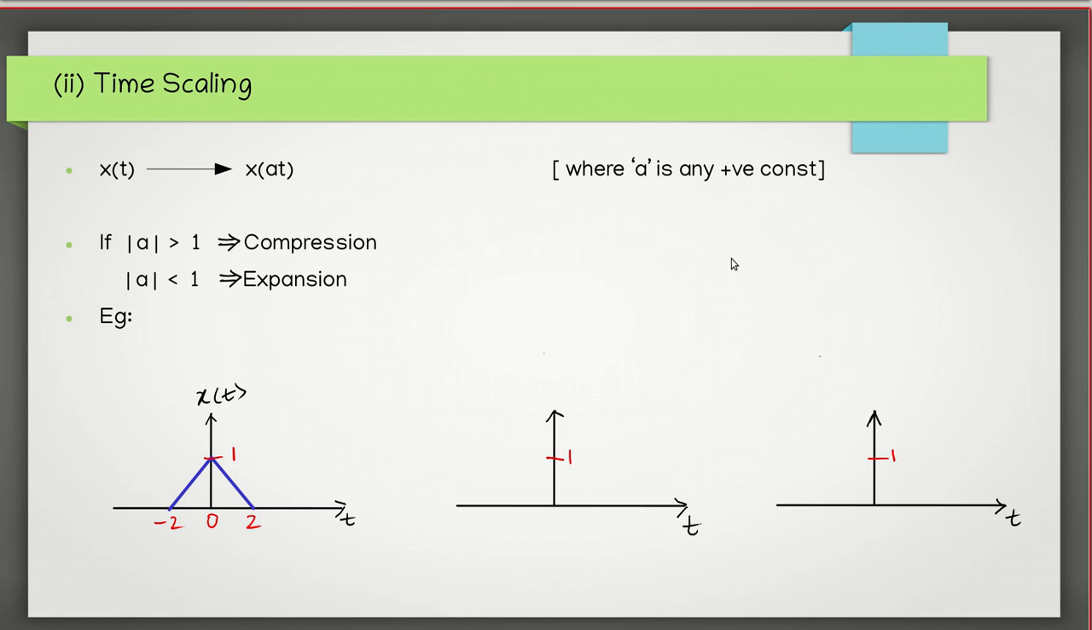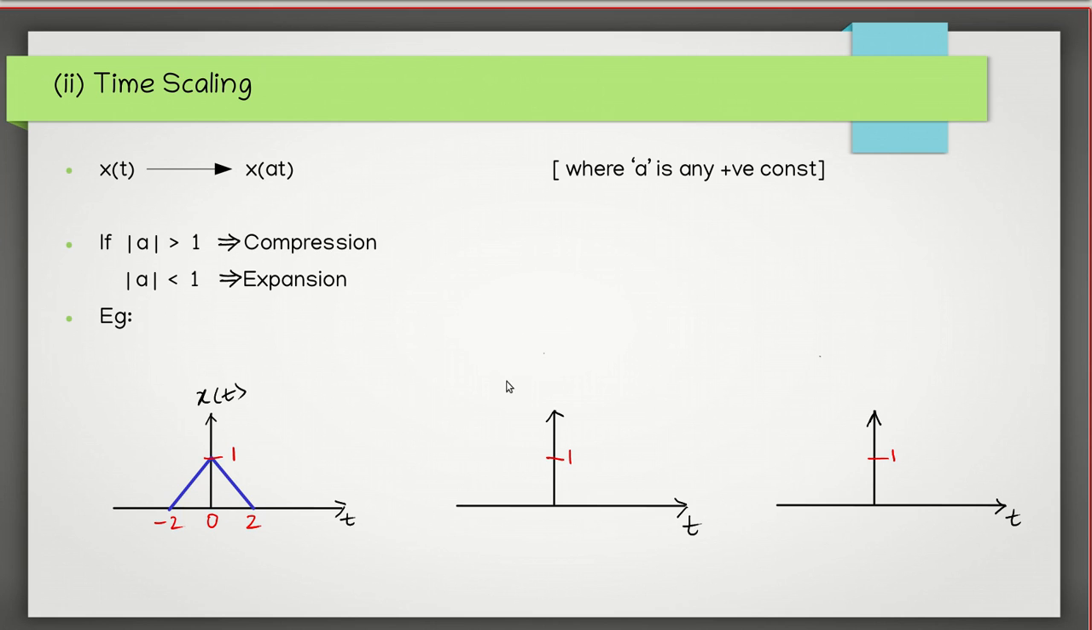The next property we are going to look at is the time scaling property. In this property, the signal x of t is being modified as x of at, where a is any positive constant. If mod of a is greater than 1, then x of at will be a compressed version of x of t, and if mod a is less than 1, then x of at will be an expanded version of x of t. Now let's understand this by looking at an example.